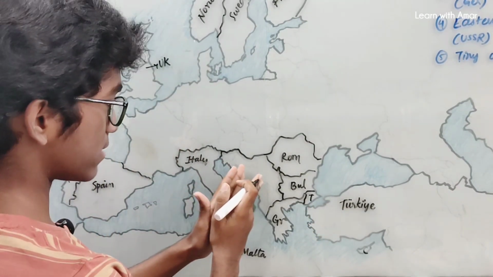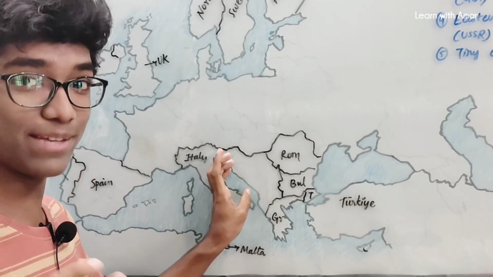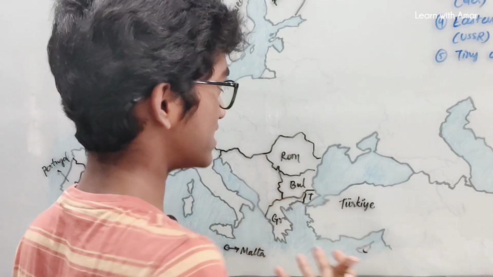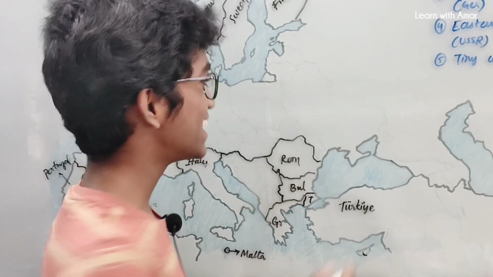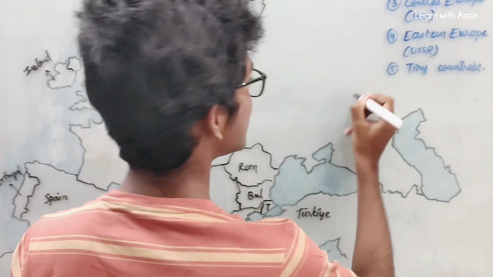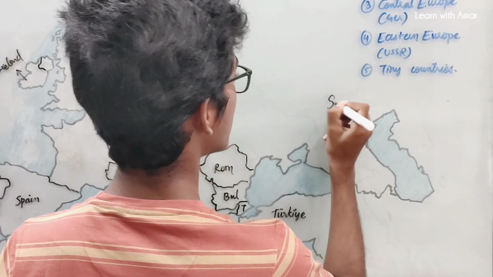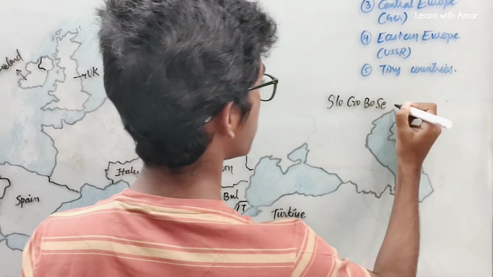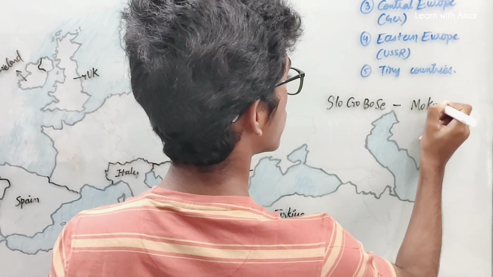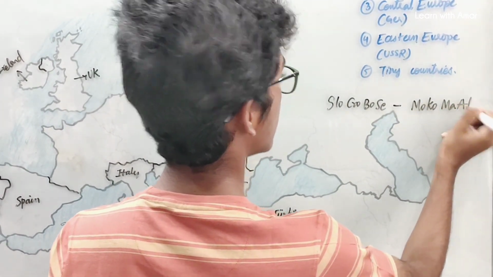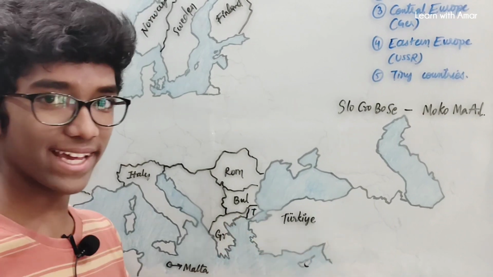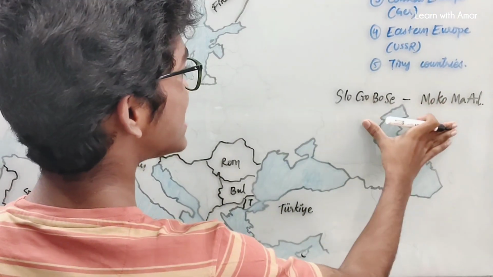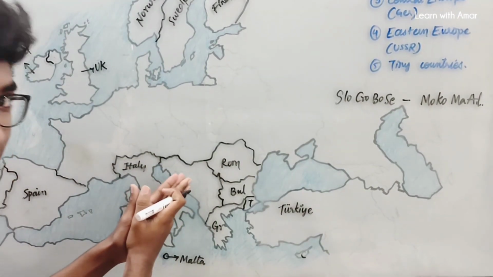Now coming to this part. This part contains really many countries, so it is often confusing. So we frame a phrase. Actually, it doesn't have any meaning, of course, but we frame a phrase that is slow, crow, bo, se, mo, ko, ma, al. It doesn't have any meaning. Okay, right. So in this we find all these countries that are present here.